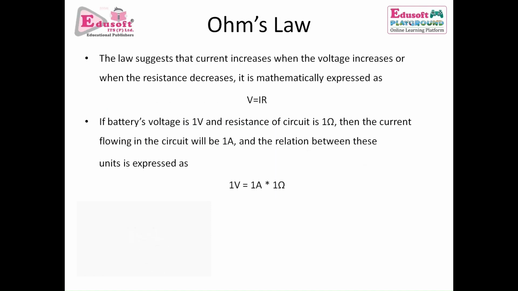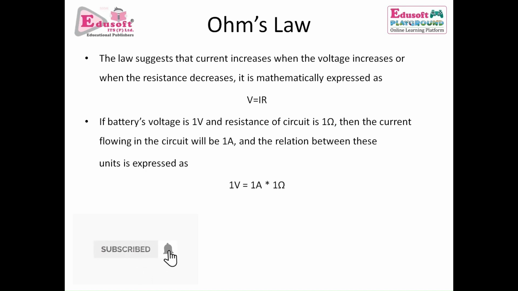Next thing is the relationship between V, I, and R, like voltage, current, and resistance. How can we combine these terms? With the help of Ohm's law. That law suggests that current increases when the voltage increases or when the resistance decreases. So mathematically we can see here V is equal to IR, or we can say that I is equal to V by R.